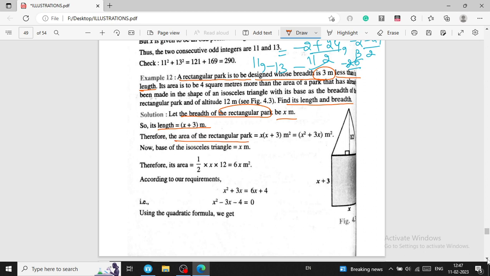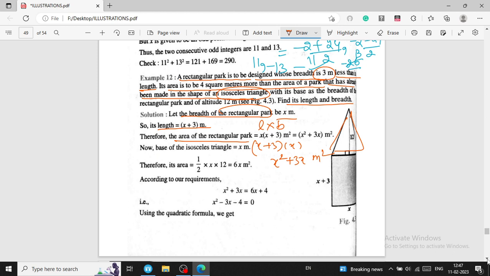Area of a rectangle's formula will be length into width. So here we will write x plus 3 multiplied by x, and we find x square plus 3x is the area of the rectangular park. Now next, in the second line, it says its area is to be 4 square meters more than the area of a park that has already been made in the shape of an isosceles triangle. Here you can see this is in the form of a triangle.